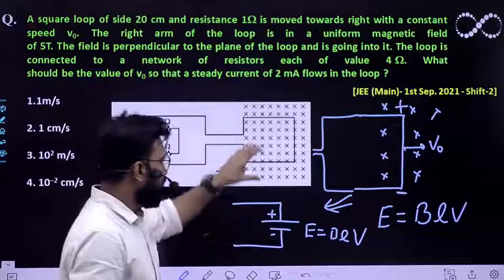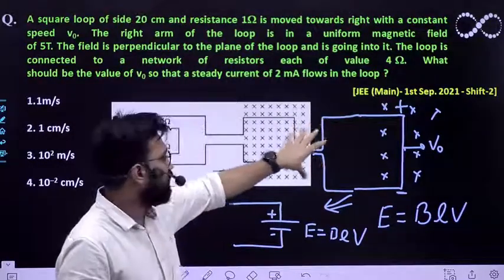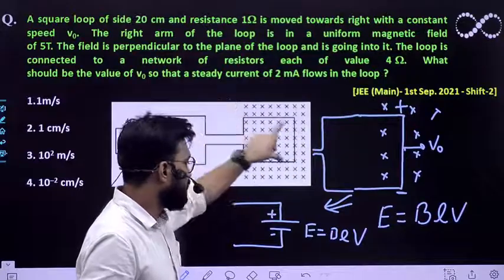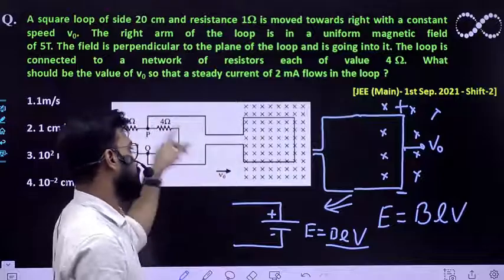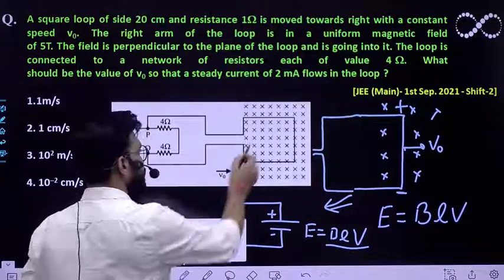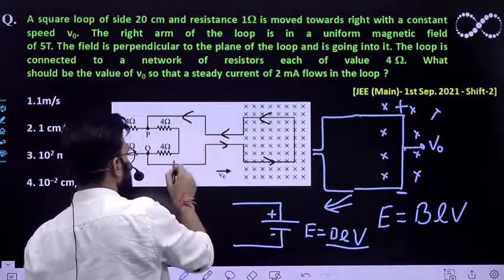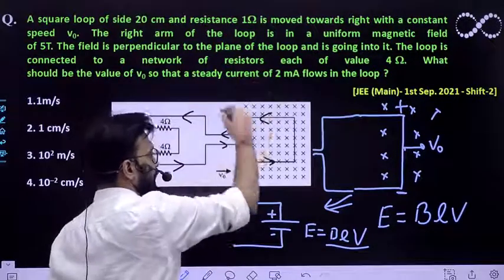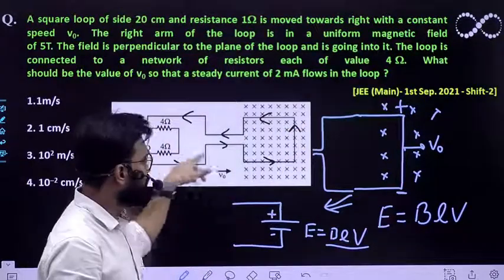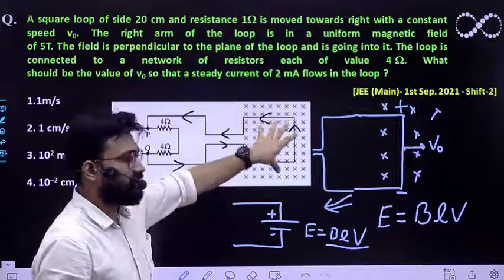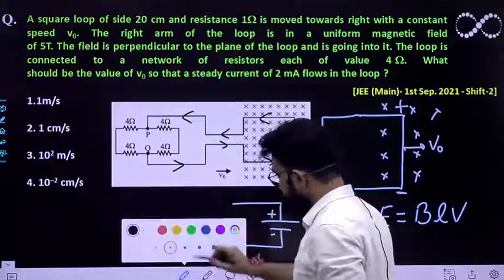So that means if the whole loop is moving inside the magnetic field, its induced EMF is developed, whose magnitude is this, and a current will develop within this loop, and this current direction would be just like this. This is the direction of the induced current that will flow within this loop, and its resistance is already given to you, which is 1 ohm. So let us visualize this question.